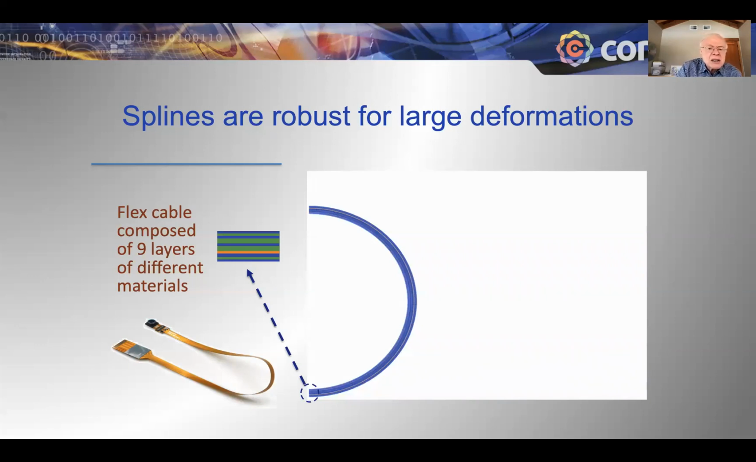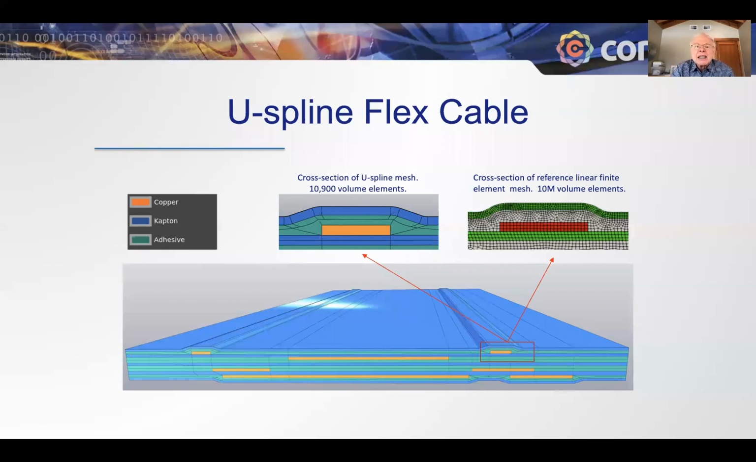So this now is an example from Coreform. It's a flexible cable. It's a composite again, 9 layers of different material, very large deformations. And what you're worried about here is delamination. As you can see from this cross-section, this is a finite element model. This involved 10 million volume elements. This one was done with Abaqus, and the client was using Abaqus for these analyses. But with 10 million volume elements, it got expensive.